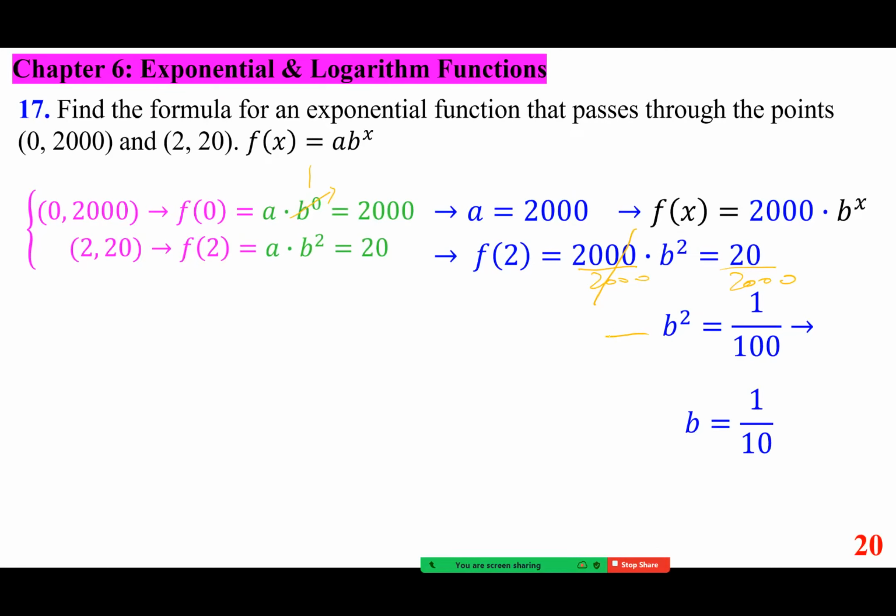So this does give us two answers, but the base has to be positive. That's why we get 1 over 10. And that's the final answer in the form of a times b to the power of x.